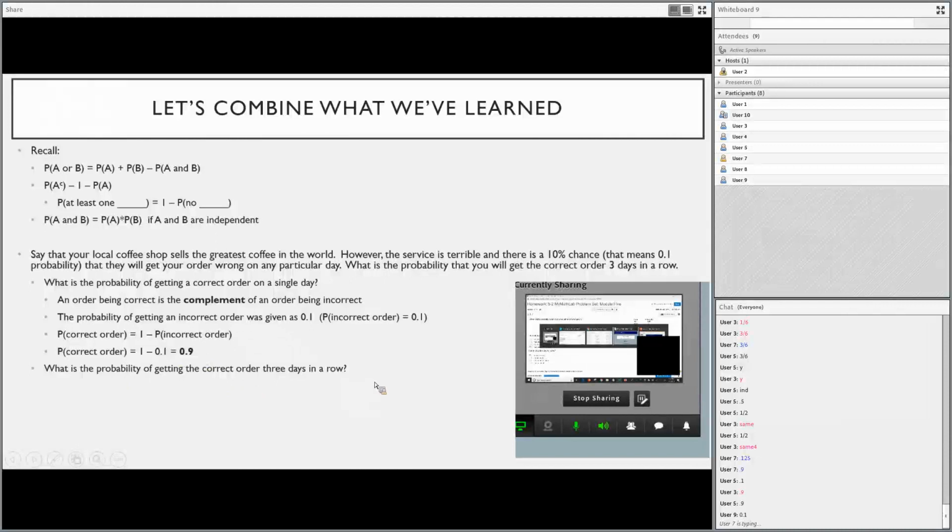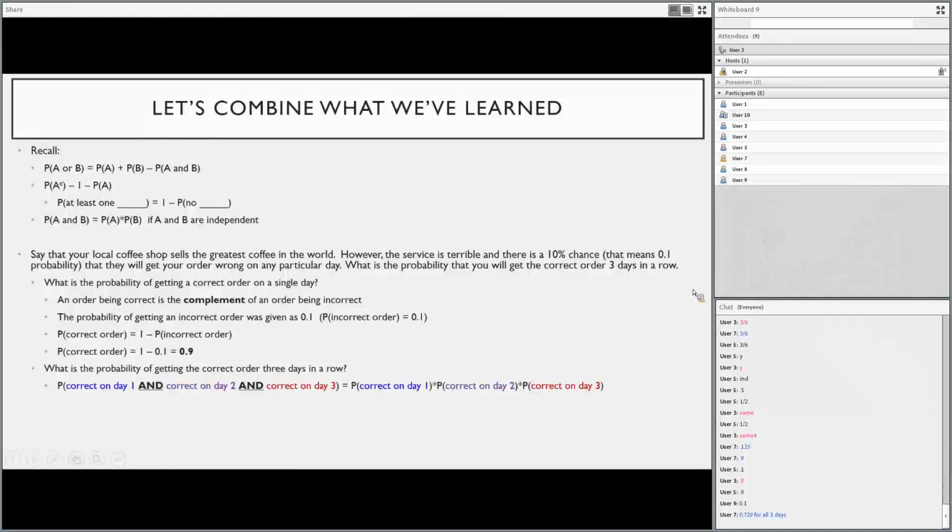Okay, so that's the probability of getting a correct order on a single day, right? So now we want to know the probability of getting a correct order 3 days in a row. So James is way ahead of us. James, you're on fire. I'm going to go through it real quick just to make sure everyone's on the same page.